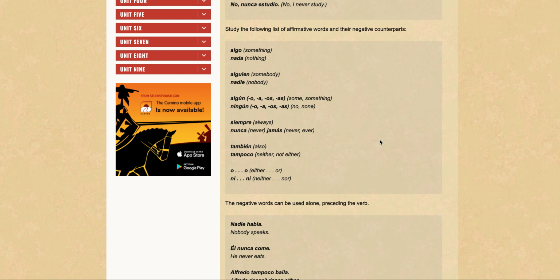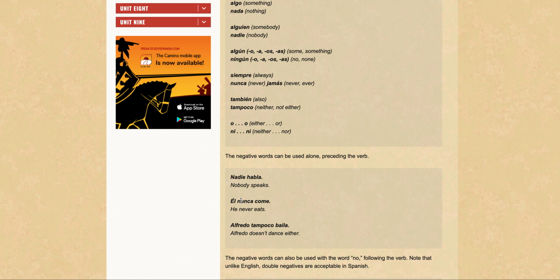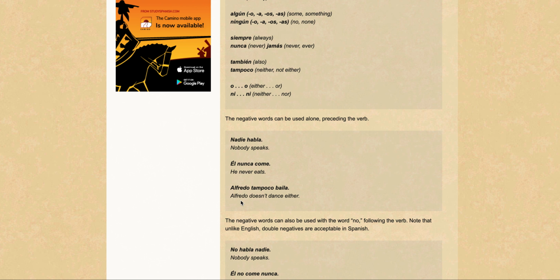So that's the second thing. The third thing is not a rule, but we are seeing the opposites, right? Antonyms, like algo, the opposite of algo could be nada; alguien, nadie; algún, ningún. We go through this in more detail later on in this section, right? And then we have that the negative words can be used alone, on their own. Like, nadie habla, nobody speaks. Él nunca come, he never eats.